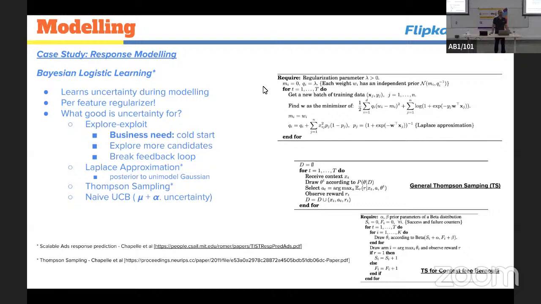How many of you know what is a conjugate prior? Okay, no worries. So let's take a different example. Leave this Bayesian logistic aside. I'll give another example. Let's say I'm doing a coin toss.